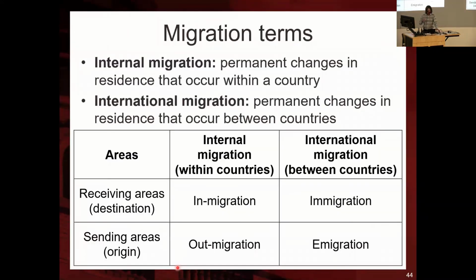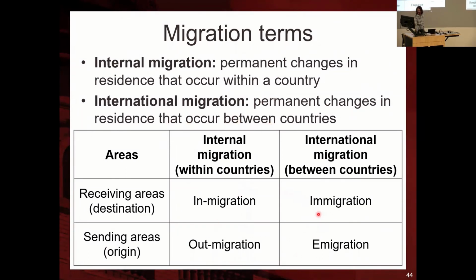And now we pass to the theories related to migration. In migration, I will separate the slides here into some theories that try to explain internal migration. Internal migration is the movement of people within countries, and international migration is people moving from one country to the other. Migration is the permanent change in residence that occurs within a country and internationally between countries.